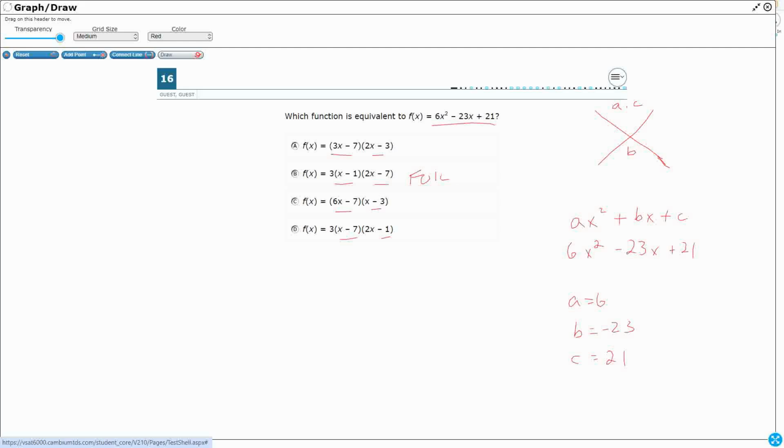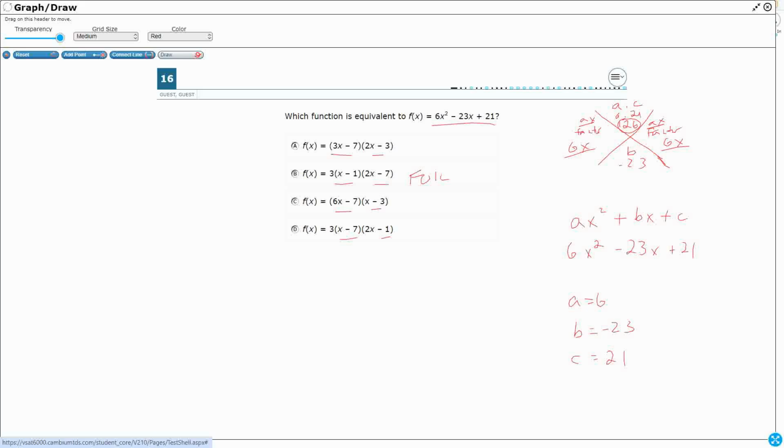So in the top of this x here, we're going to write a times c. So that's going to end up being 6 times 21. That's 126. That's the number I need. B, you simply copy down, negative 23. In both of these, we're going to write ax over one of the factors, and then ax over the other factor. And so that's going to end up being 6x over we don't know, 6x over we don't know.